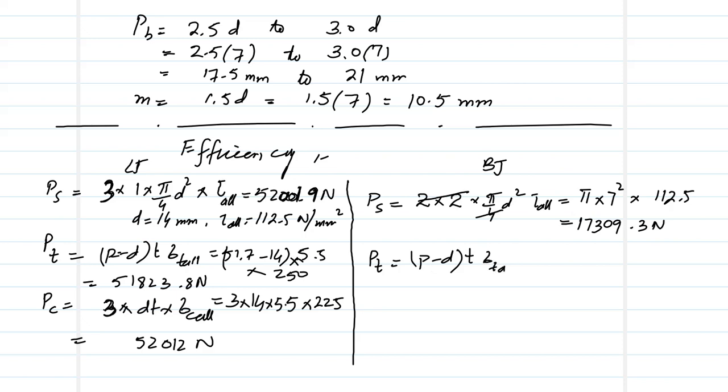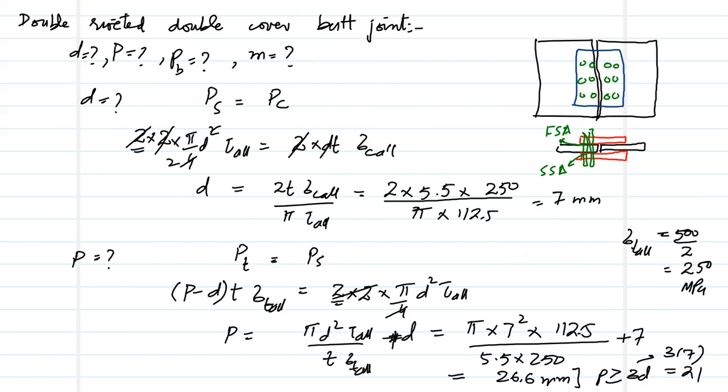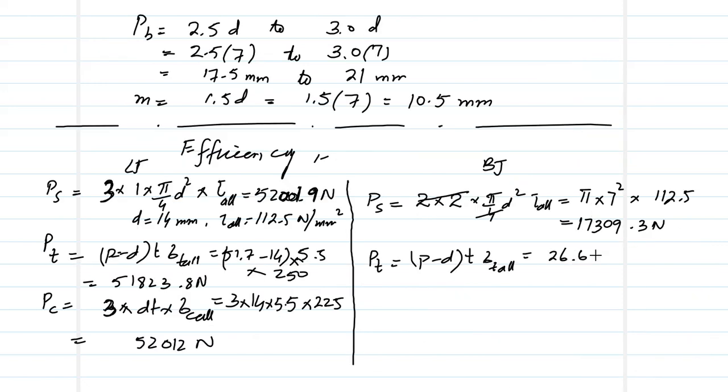Now again the tearing failure is the same in both, which is P minus D times T into sigma T allowable. But the pitch and diameter are different for butt joint. That's why the value will be different from lap joint. So this will be 26.6 minus 7, times 5.5 into sigma T allowable, 250. The tearing load or the tensile load comes out to be 26936.3 newton.